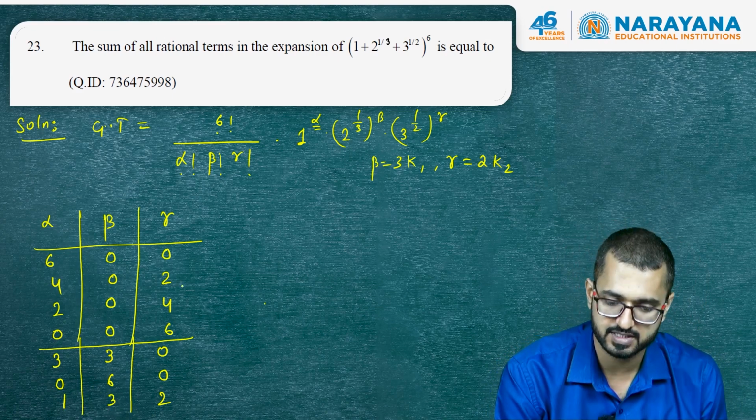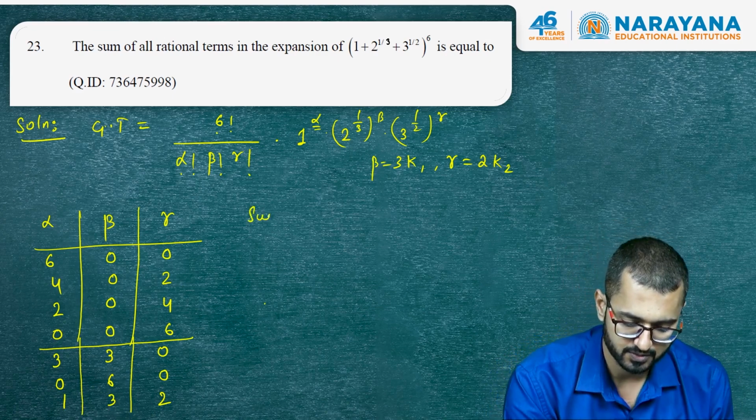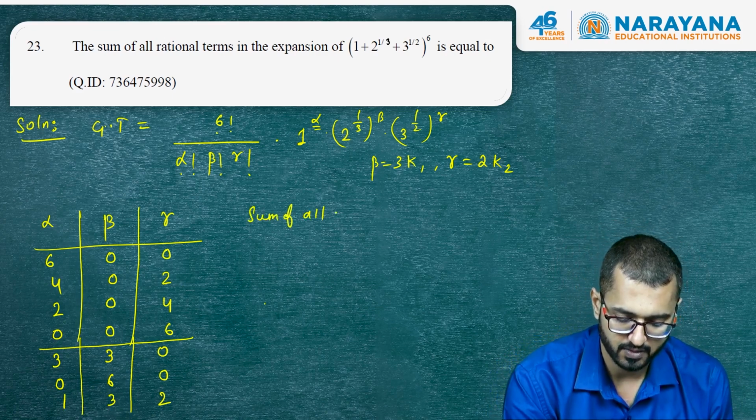Now we have to find the sum of all those rational terms. So sum of all rational terms we now have to find out.